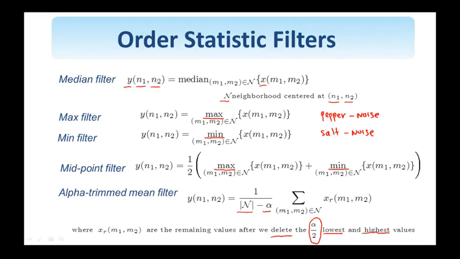So clearly, for alpha equals 0, we obtain the arithmetic mean filter, while for alpha equals the number of pixels in the neighborhood minus 1, we obtain the median filter. For the other values of alpha, we obtain filters which are useful for situations that involve multiple types of noise, such as a combination of salt and pepper and Gaussian noise.